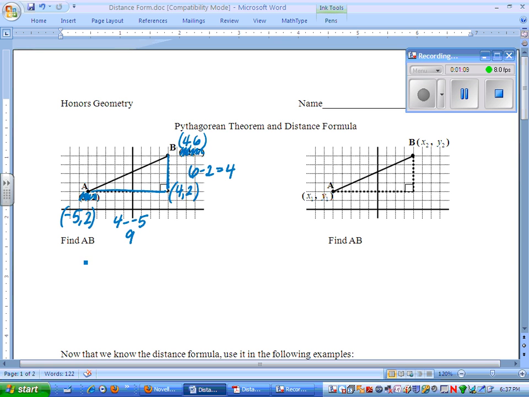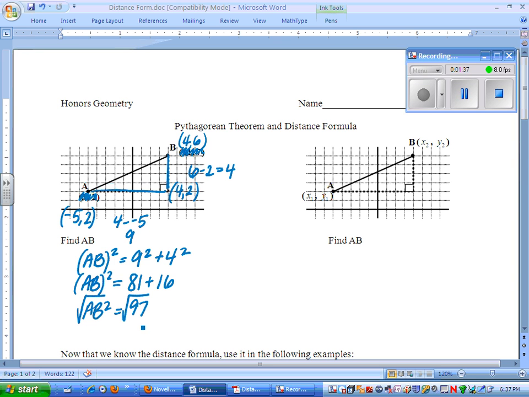Now I can use the Pythagorean theorem and solve for AB. So I'm going to use c squared equals a squared plus b squared. Because my hypotenuse is AB, I'm going to say AB squared equals 9 squared plus 4 squared. 9 squared is 81, 4 squared is 16, and we add them together and get a total of 97. So right now we have AB squared equals 97. To figure out what AB is, take the square root, and I know now AB is the square root of 97. It cannot be simplified, so I keep that as my answer.